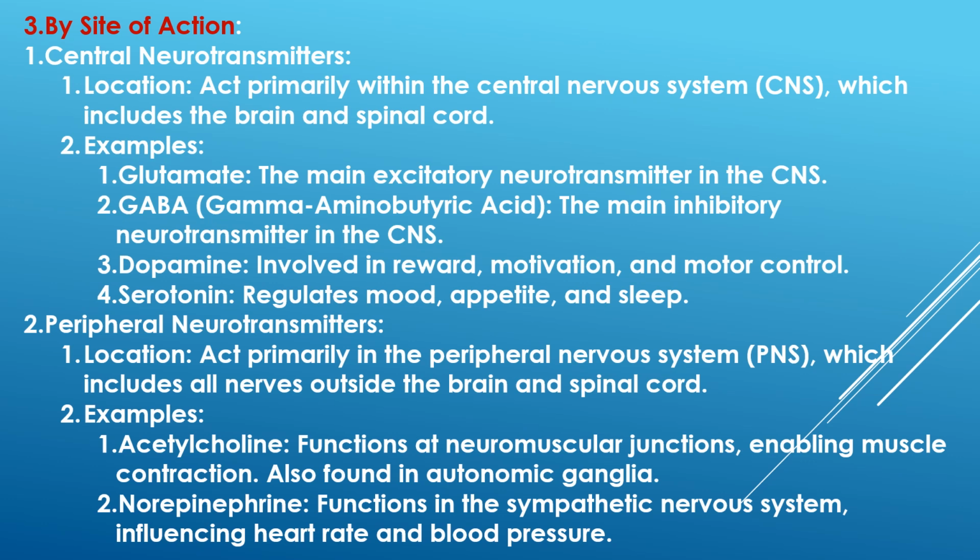3. By site of action. Central neurotransmitters. Location: act primarily within the central nervous system, CNS, which includes the brain and spinal cord. Examples: glutamate, the main excitatory neurotransmitter in the CNS.